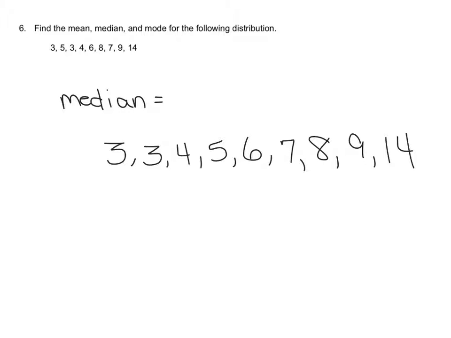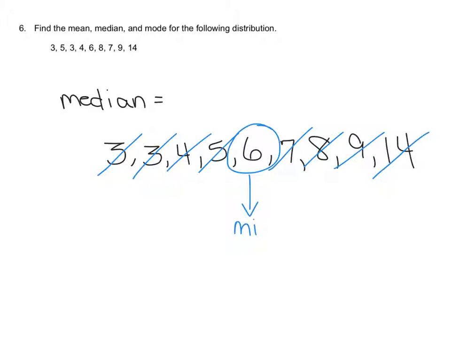Now I'm going to find the middle term. To do that, I'm just going to cancel the farthest left term and the farthest right term until I get to the middle term. And you will see that the middle term is 6. So my median is 6.